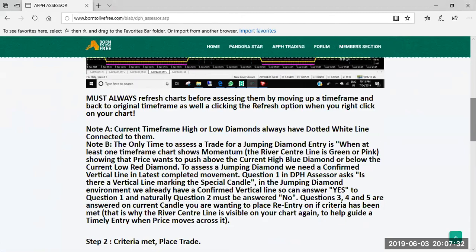The only time to assess a trade for a jumping diamond entry is when at least one time frame shows momentum, the river center line solid green or pink, showing that price wants to push above the current high blue or below the current low red diamond. To assess a jumping diamond, we need a confirmed vertical line in the latest completed movement. A jumping diamond means there's a white line joining two diamonds. That means we may have had a blue vertical line that completed and got a current high blue diamond.